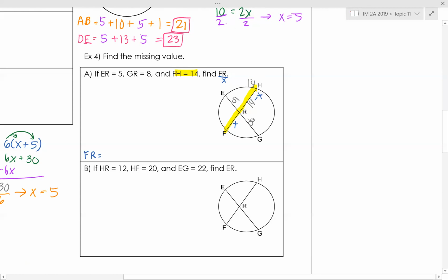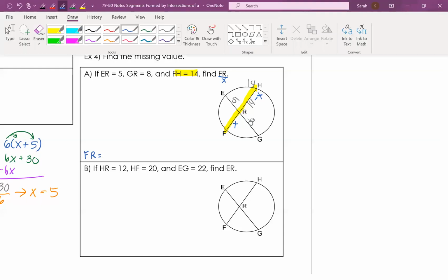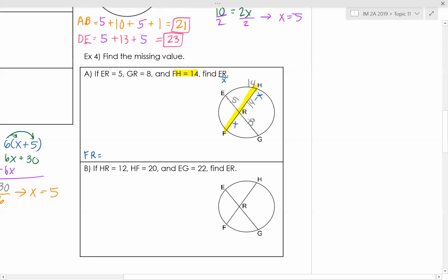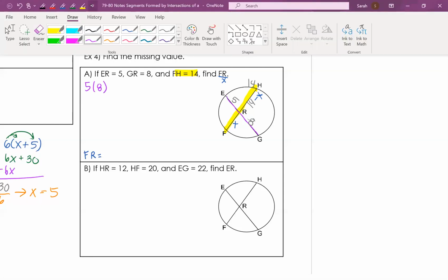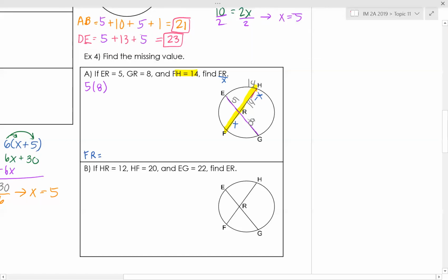Okay, so if that was 6, right, I would know that the other one had to be 8. So that's the idea here, is if I know that X is 6, the total has to be 14. So 14 minus 6 gives me 8, and that tells me the 2 pieces. Okay, so I have to set that up in that way in order to get to my answer. So we're looking at product of the 2 parts of the same chord. So 5 times 8 is equal to X times 14 minus X.